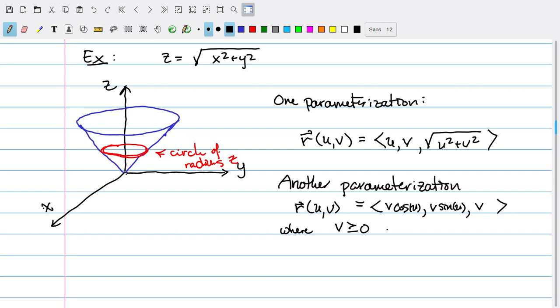And I can limit my u values to go between 0 and 2 pi, because if I do any more than that, I'm going to loop back around again and again, and I'll over-parameterize my surface. So this latter parameterization can definitely be very useful in comparison to the previous one, just because there aren't any square roots anymore. The previous example was a special instance of something we're very familiar with, called a surface of revolution.